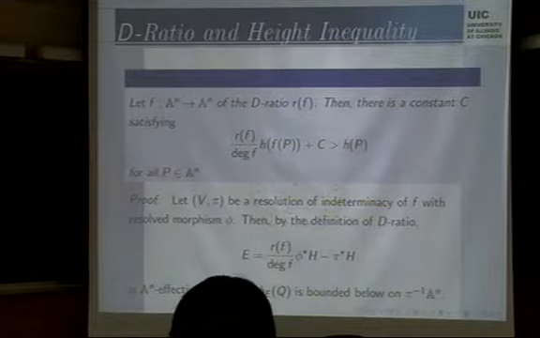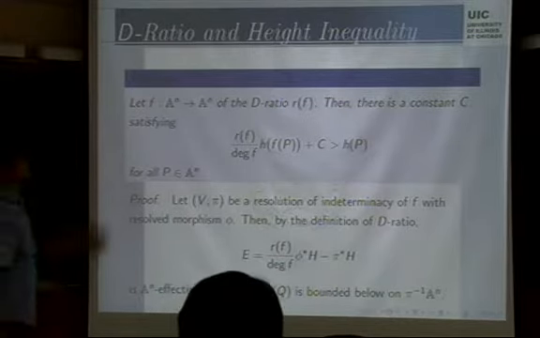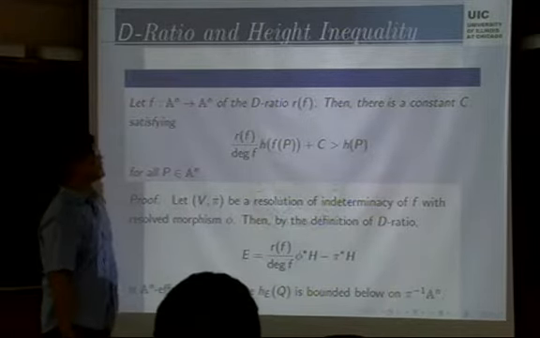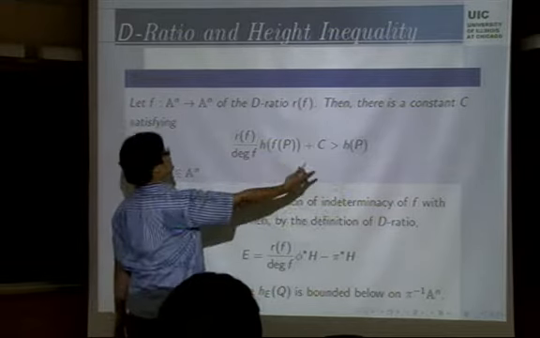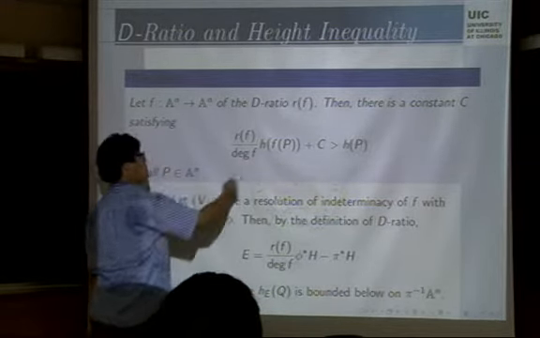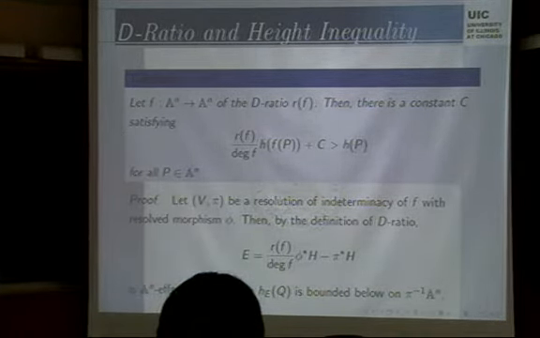Now we have the main result like this. Let me assume we have polynomial maps whose dynamical degree is given. Then we have a weak Northcott property, which comes from the dynamical degree over the degree of f.